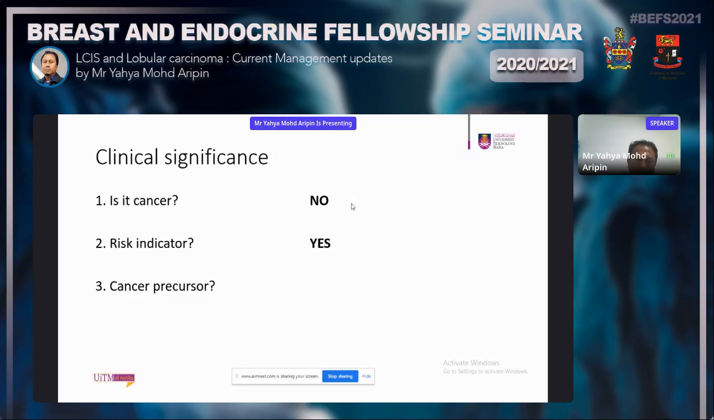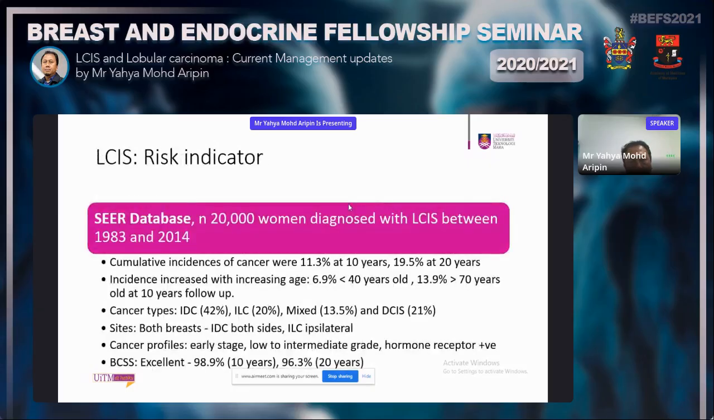What about cancer precursor? Cancer precursor means LCIS by itself can progress and turn into invasive cancer. Could be, it could be, and we will look into that in a minute. This is population data from the US involving almost 20,000 women who were diagnosed with LCIS, and these women were followed up.